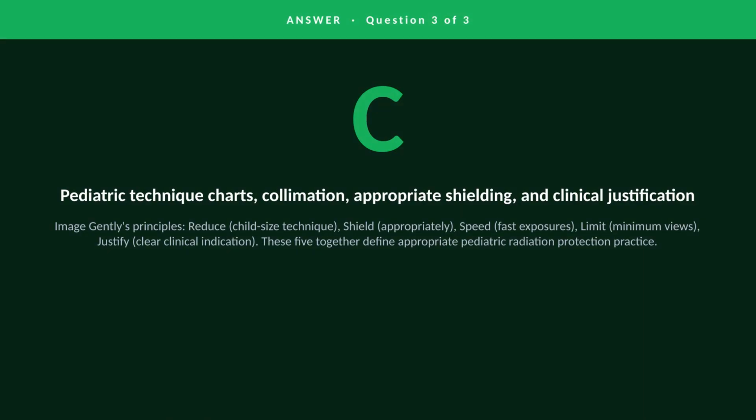The answer is C, use pediatric technique charts, collimate to the anatomy, apply shielding when appropriate, and justify every study. These are the 5 Image Gently principles: reduce, shield, speed, limit, and justify. Adult technique charts scaled by weight are not appropriate, neither is ordering additional views to avoid a repeat, as every view adds dose. Reducing KVP below what is needed for adequate penetration would require more MAS to compensate, raising dose rather than lowering it.